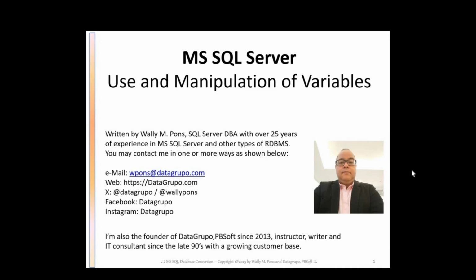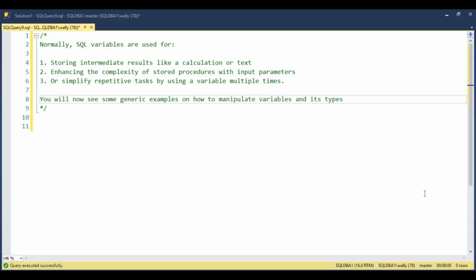Now, let's go see the process. Normally, SQL variables are used for storing intermediate results like calculation or text, enhancing the complexity of stored procedures with input parameters, or simplify repetitive tasks by using a variable multiple times. You will now see some generic examples on how to manipulate variables and its types.